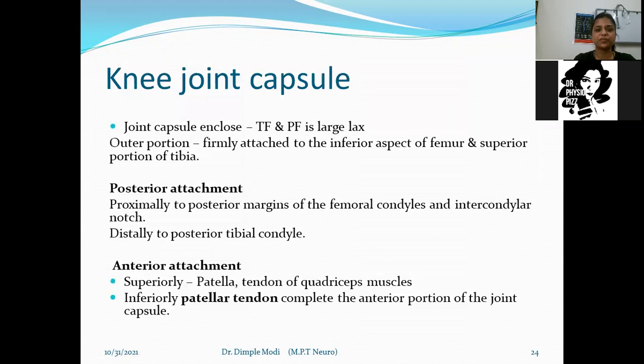So the knee joint capsule encloses the tibiofemoral and the patellofemoral joints, which is a large, lax, full knee joint capsule. The outer portion is firmly attached to the inferior aspect of the femur and the superior portion of the tibia. The posterior attachment is proximally to the posterior margins of the femoral condyles and the intercondylar notch, distally to the posterior tibial condyle. The anterior attachment superiorly is the patella and the tendon of the quadriceps muscles, and inferiorly the patellar tendon completes the anterior portion of the joint capsule.